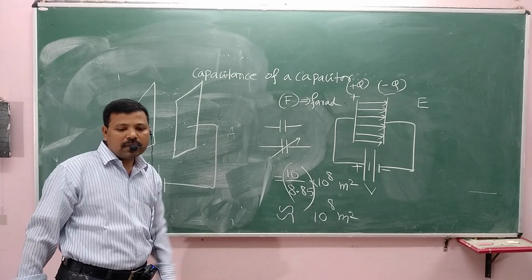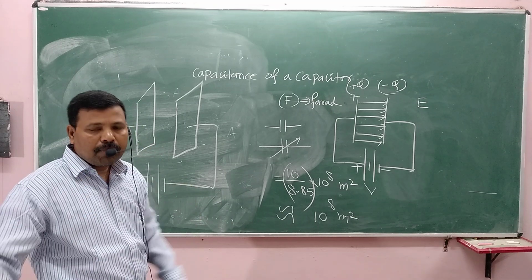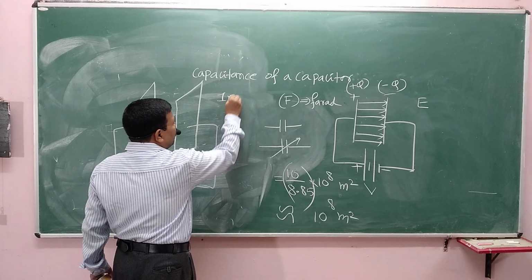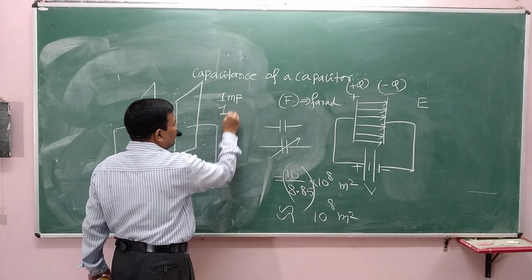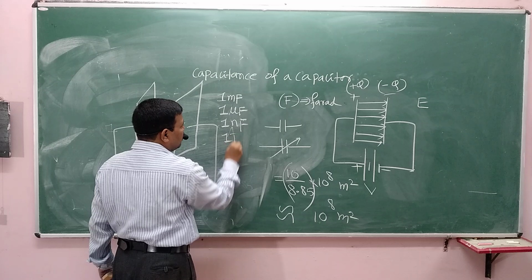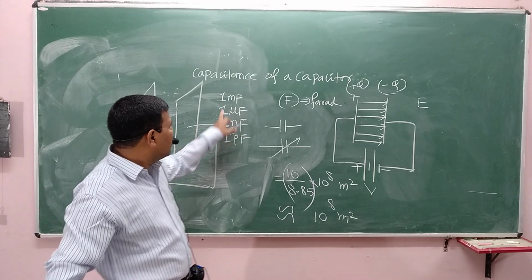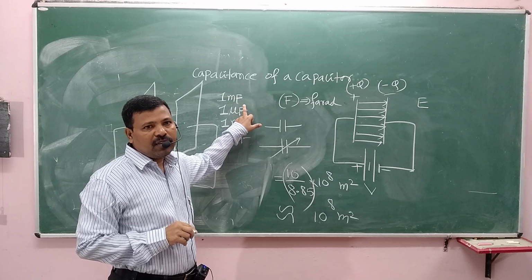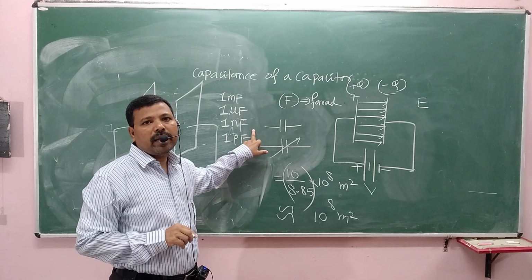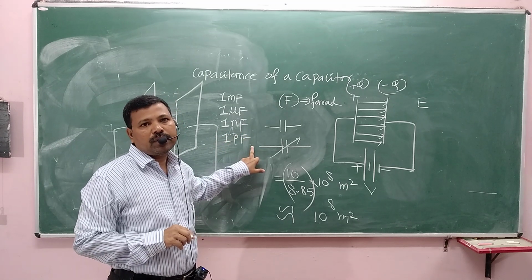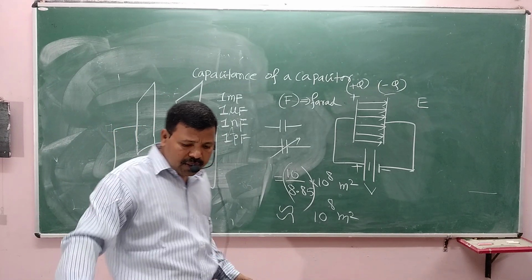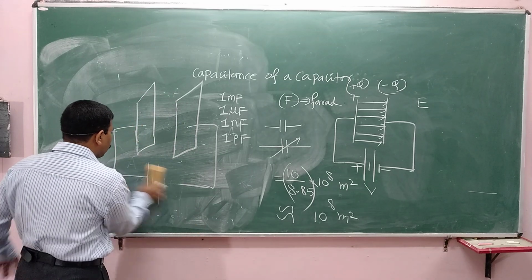Therefore, we always make capacitors of small values like 1 millifarad, 1 microfarad, 1 nanofarad, 1 picofarad. 1 millifarad is 10 raised to minus 3 farad, 1 microfarad 10 raised to minus 6 farad, 1 nanofarad 10 raised to minus 9 farad, 1 picofarad 10 raised to minus 12 farad. Fine. Then let us go to the next topic.